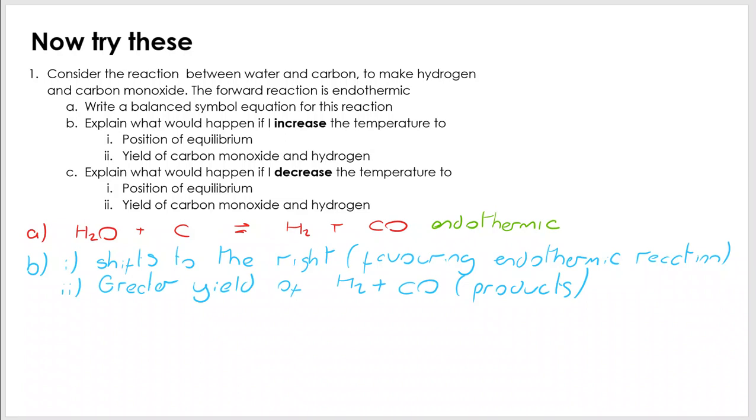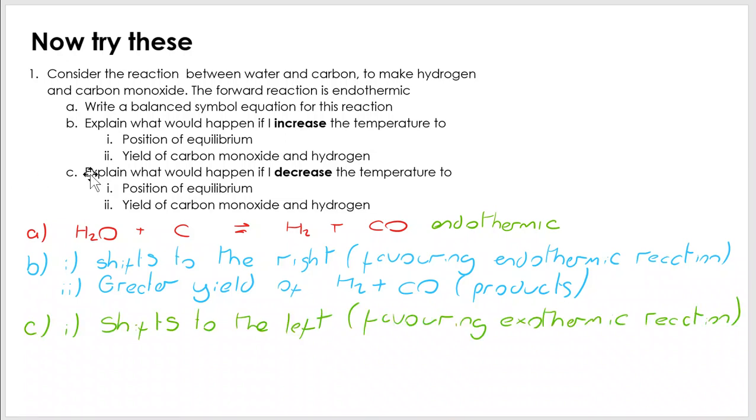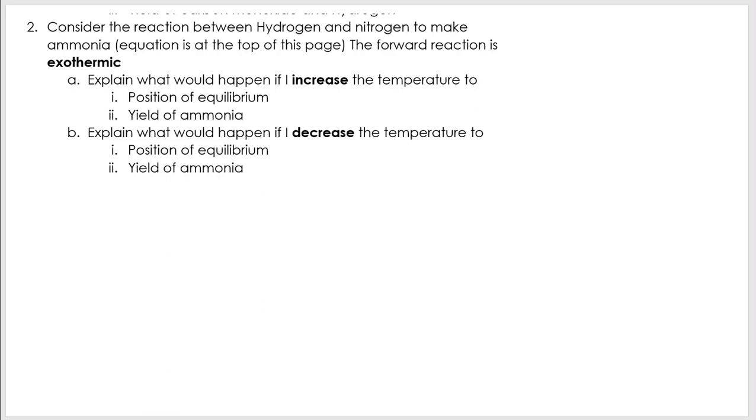What about if I were to decrease the temperature? Well, the system would want to increase the temperature, so it will shift equilibrium to the left, favouring the exothermic reaction, because if the forward is endo, the backward must be exo. And what will that do to the yield of carbon monoxide and hydrogen? It will decrease it. And we have another question for you to take a look at here.